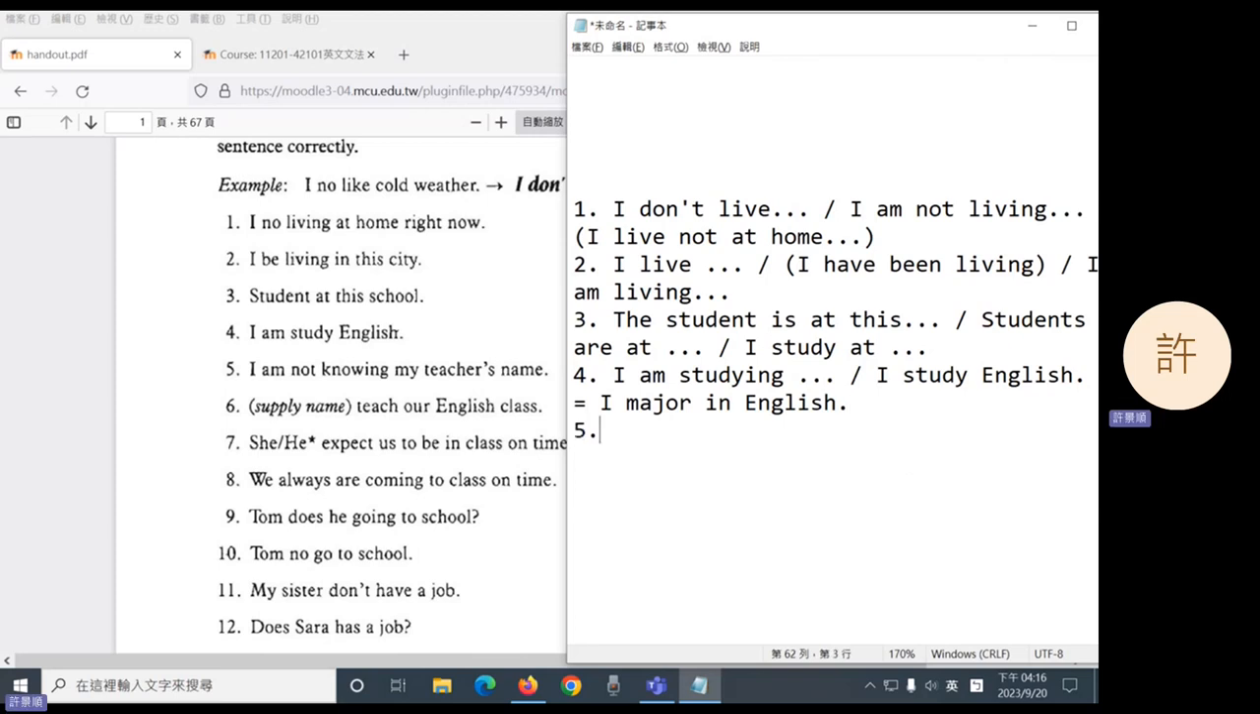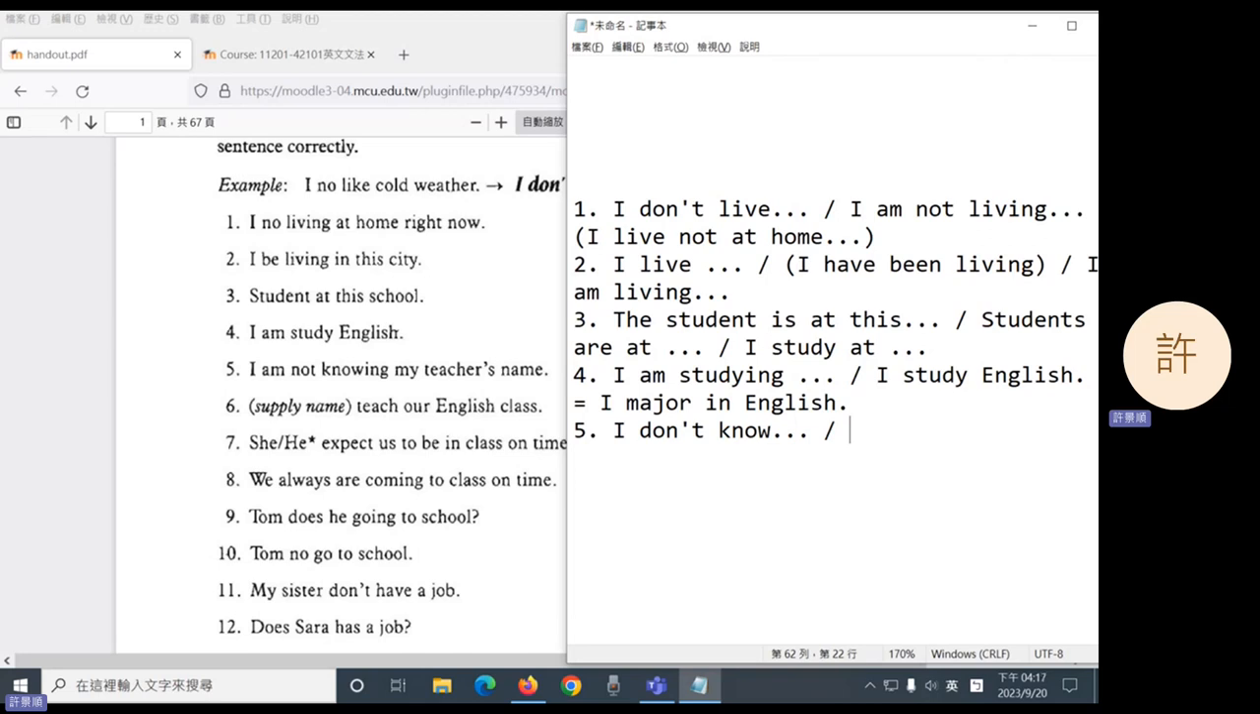Okay, next one, number five. I am not knowing my teacher's name. What is one possible answer? I don't or do not know. Good. Or not good, you should know. What is another possible answer? Yeah, this is the most correct one. I don't know. It has to be present tense because know is not an action.